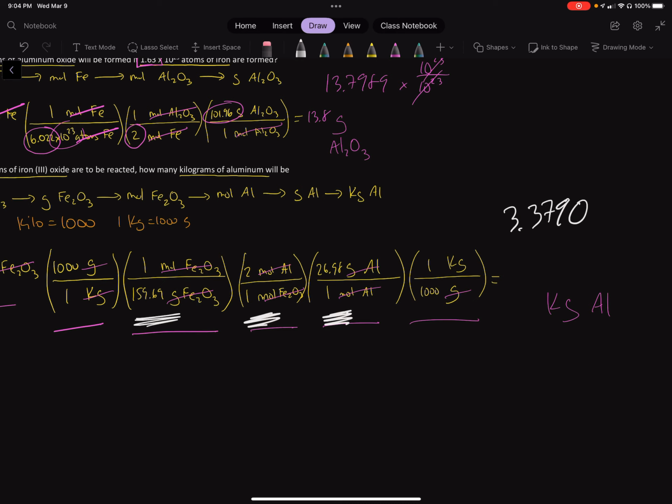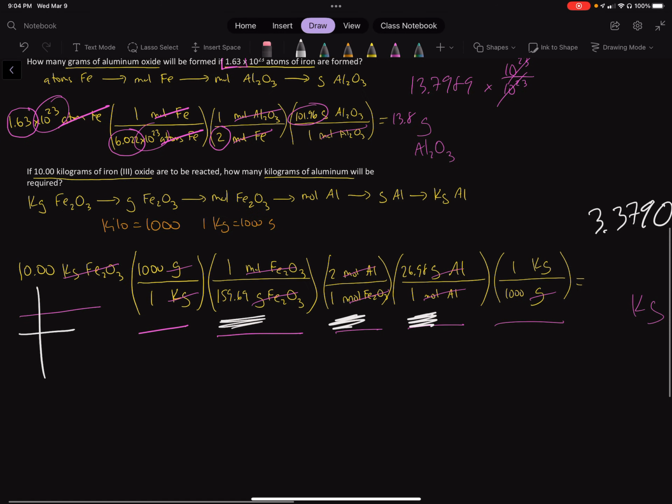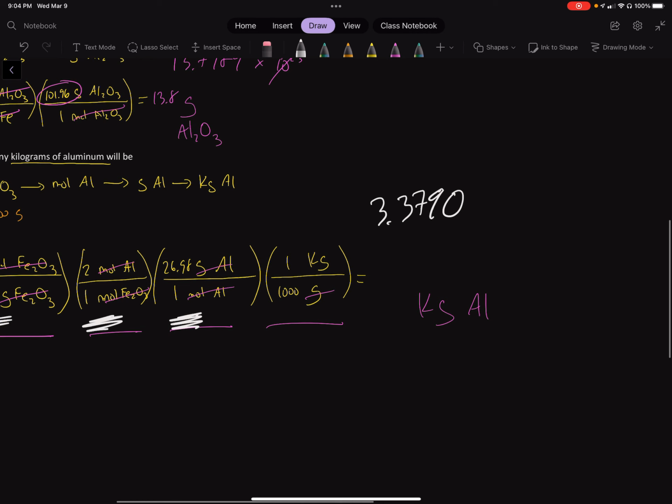3.3790. And since this 10 that we started with has 4 sig figs, so all of those zeros count because that decimal is there, we want to round our answer to 4 sig figs, so I'm going to round it to 3.379 kilograms of aluminum. And that's it.